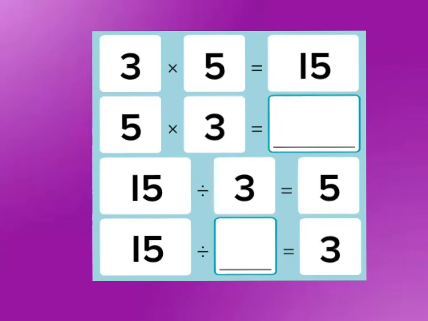3 times 5 equals 15, so 5 multiplied by 3 equals 15. So the total is 15. 15 divided by 3 equals 5, or 15 divided by 5 equals 3.